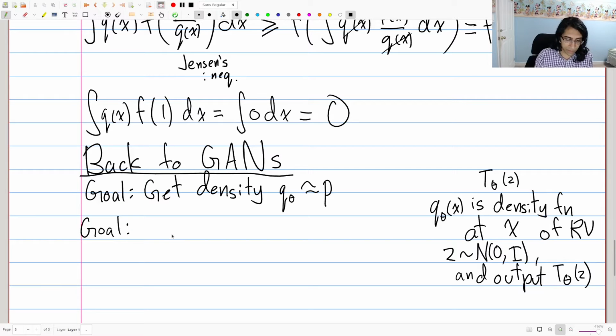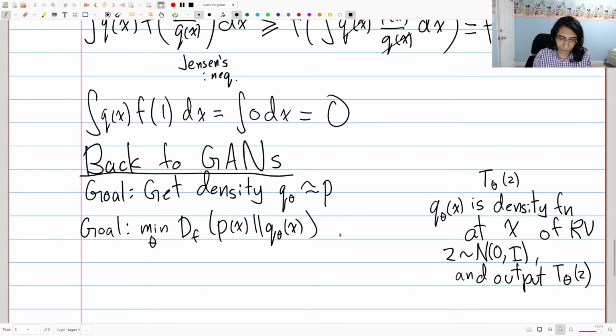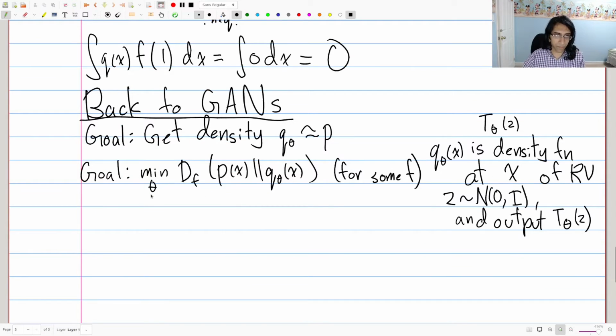This is not precise, but a more precise way perhaps of saying this goal is we want to minimize over theta D_f of p(x) with respect to q_theta(x) as our objective. And we'll just say for some f, in the sense that we have to specify which type of f divergence we want to optimize, but we'll get back to that later. So really our goal is to try to find the theta which makes the true distribution as close as possible to our distribution of fake samples.